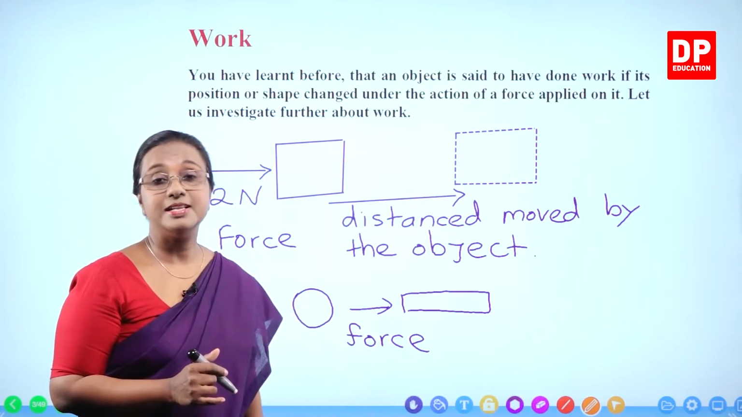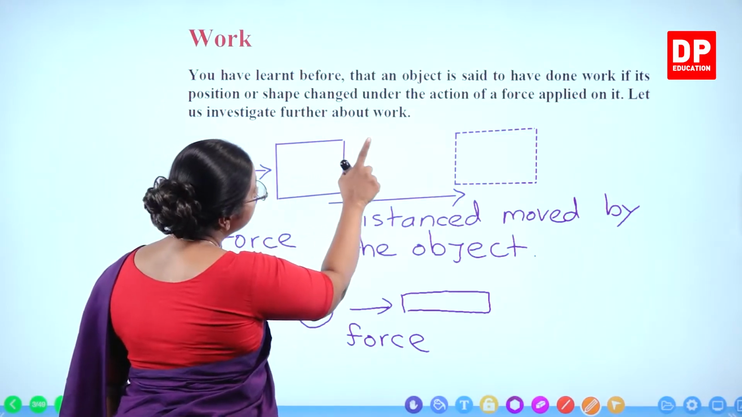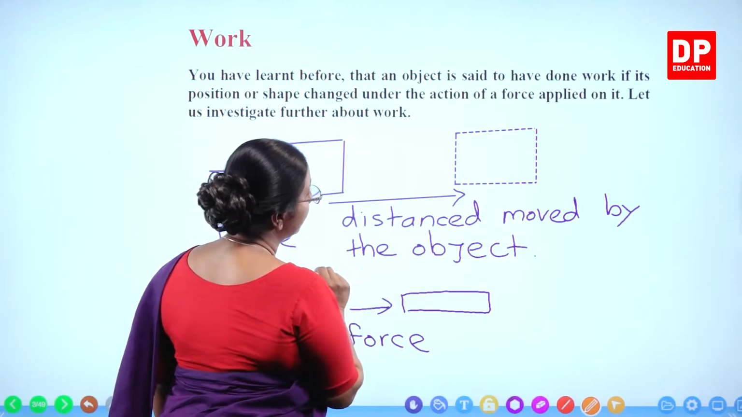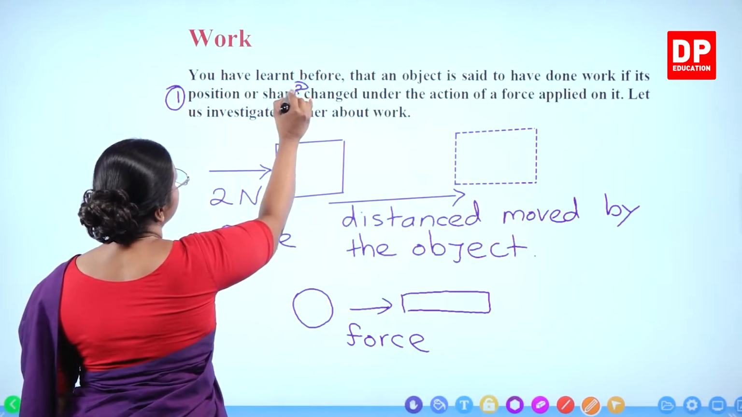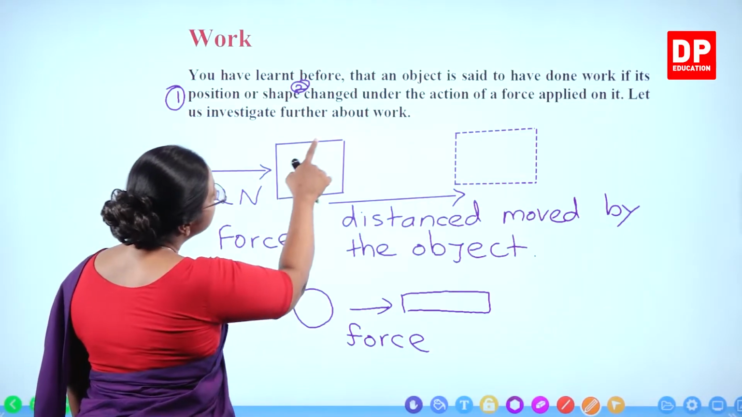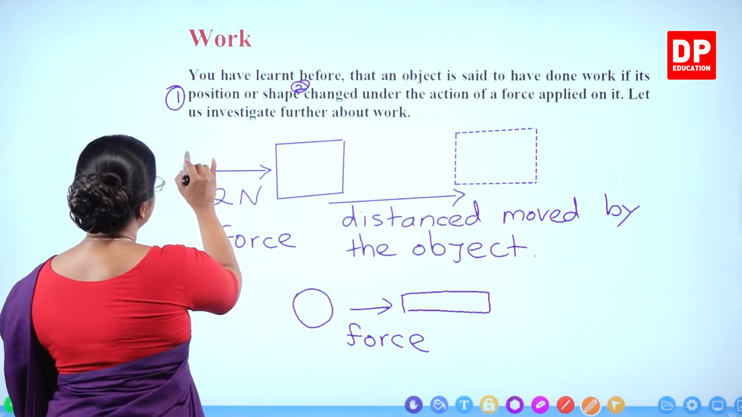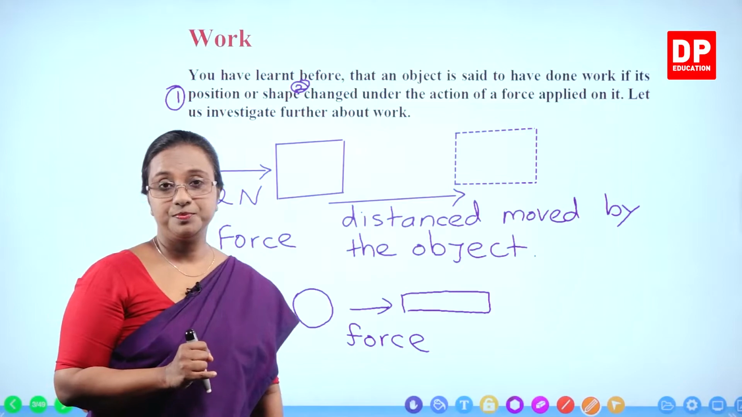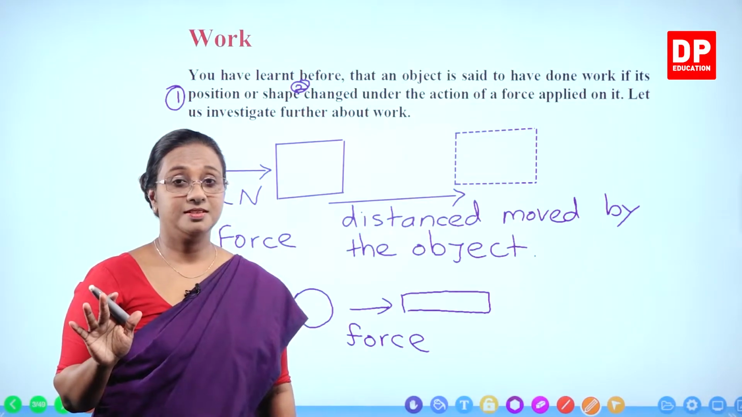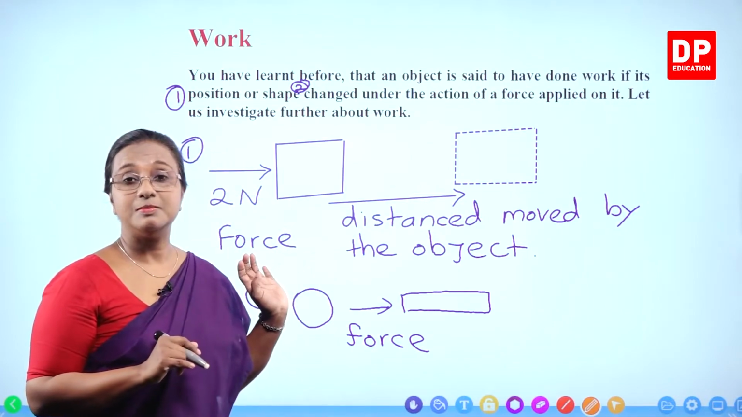This is the second instance where work is done. So you can see that an object is said to have done work if its position, that is one, or shape, that is the second one, change under the action of a force applied on it. So this is the first example, that is the second example. Is that clear, students? So from this, we will try to understand a little bit more.